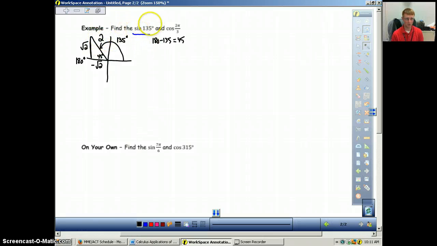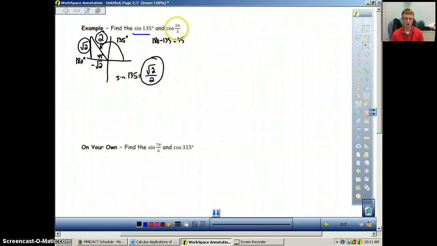So now how do we figure out the sine of 135? Well, it's the sine, so it's going to be opposite over hypotenuse. So the sine of 135 is equal to the square root of 2 over 2. There's our answer. So using the reference angle, that creates a special right triangle that allows us to then use our trig ratios of opposite over hypotenuse or adjacent over hypotenuse, etc., to find what our value is.